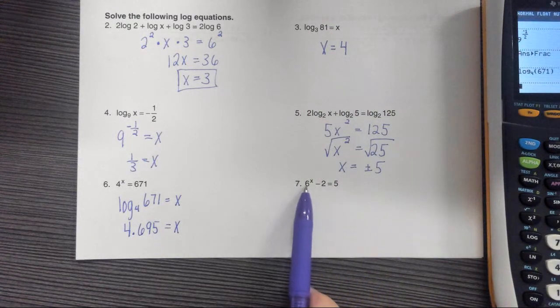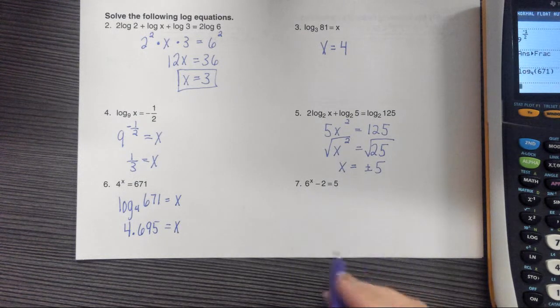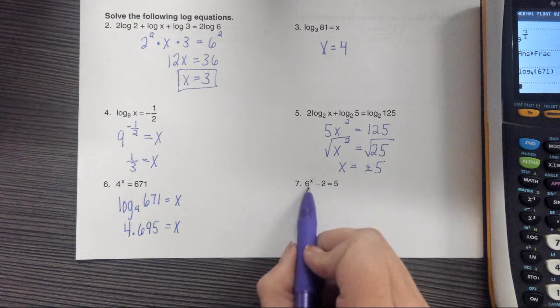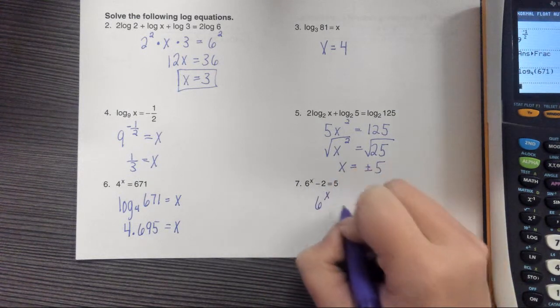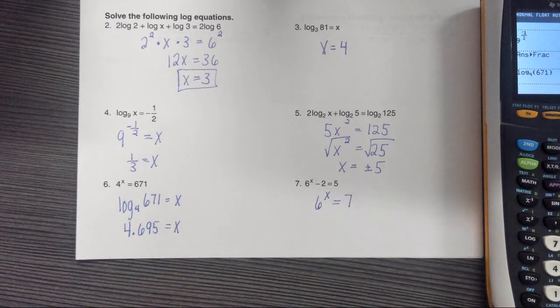So in number 7, we have 6 to the power of x minus 2 is equal to 5. So before I change this into a log, I have to isolate the exponential or get it by itself. So I'm going to go ahead and add 2 to both sides. So then we have 6 to the power of x is equal to 7.